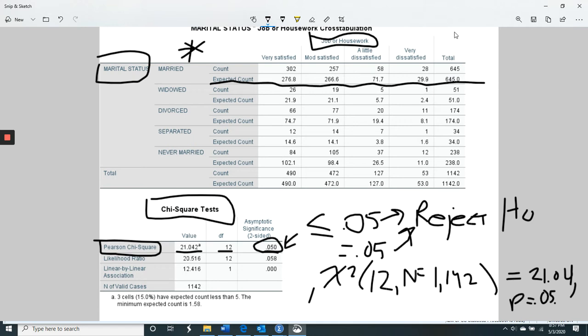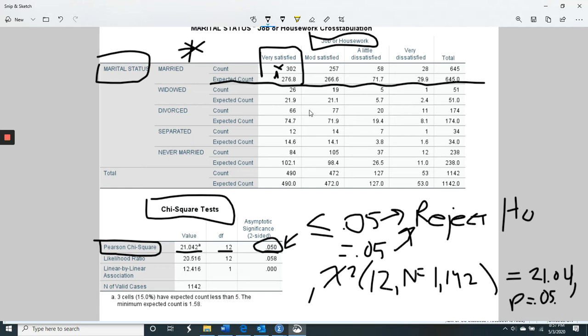So looking at the married people, is there anything that stands out, expected versus unexpected? This is somewhat close. This is somewhat close. I kind of think this looks a little bigger than I would expect. That there's more very satisfied married people, very satisfied with their job and being married. That to me looks like there's a bit of difference here between the observed and expected.